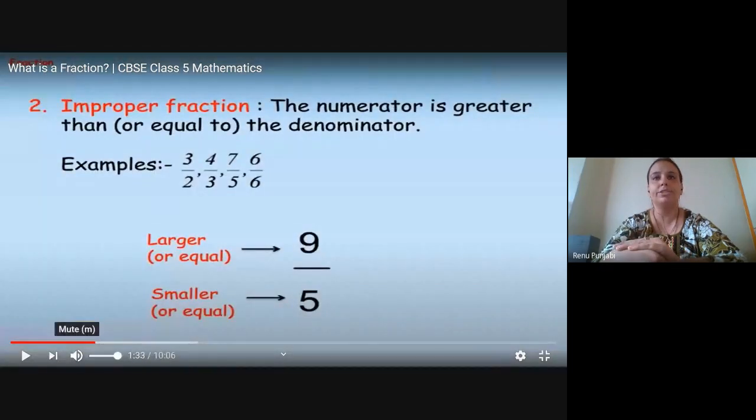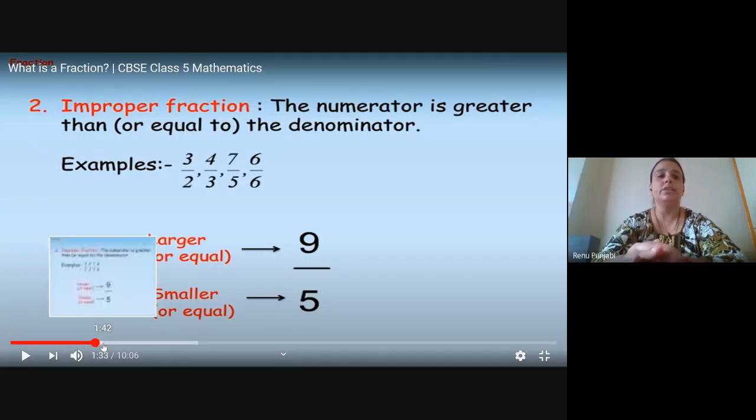Next, improper fraction: the numerator is greater than or equal to the denominator. Equal to here means when the numerator and the denominator are both the same, then also it's an improper fraction, like 5 upon 5, 7 upon 7, 8 upon 8. Or the numerator is greater than the denominator, like 9 upon 7. Here you can see the numerator is larger than the denominator.